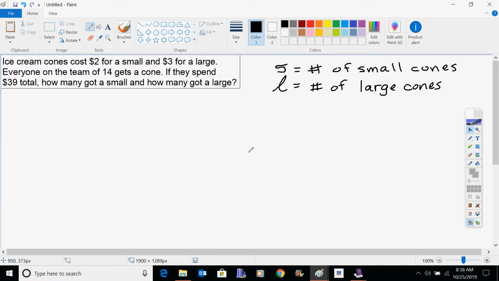Okay, so there's two things happening here. We have to take into account the $2 for a small, the $3 for a large. We have to take into account that there's a team of 14, and we have to take into account also that there's $39 total spent. So can somebody give me an equation that would deal with the S and the L?